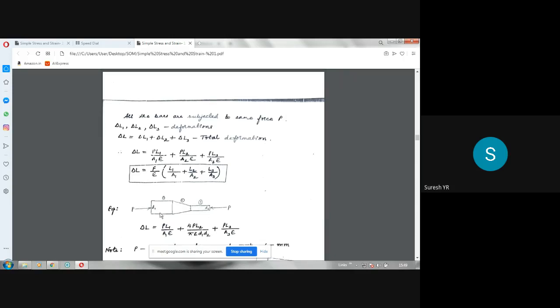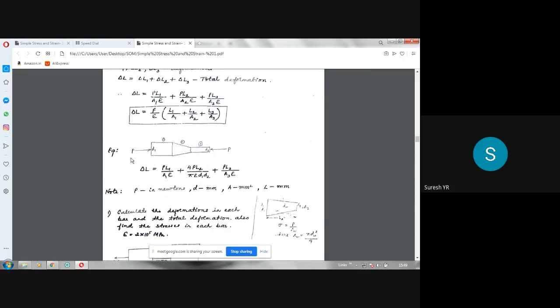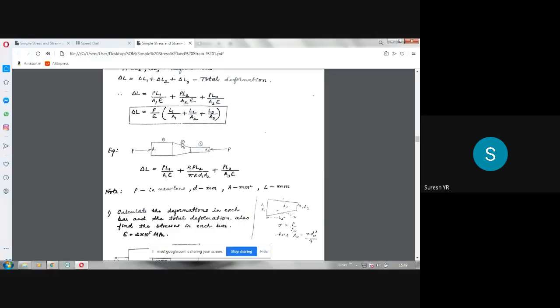Here is another example I have shown. You can see here, the second one is tapering circular. So D1, D2: if they give D1, D2, it is circular. If they give B and T, suppose they give B as the width and T as the thickness, it becomes rectangular. Here only the diameter is given, so it is circular. So D1 is here.